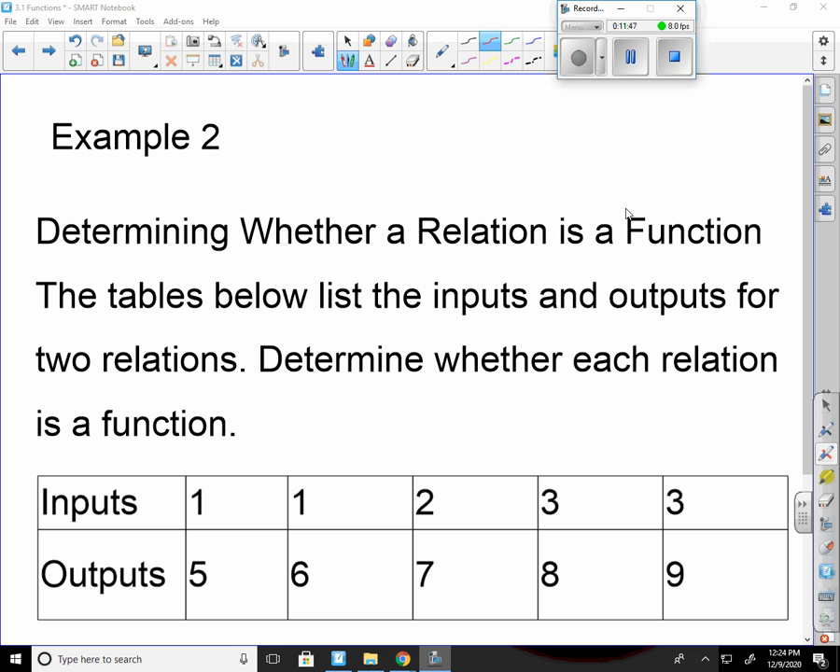So now I want you to think back to those days and see if you can remember how you determine whether something is a function. There's a couple ways. One is to graph it, and there's a certain test that you do. The other one is by looking at this table, and you can tell if something happens.